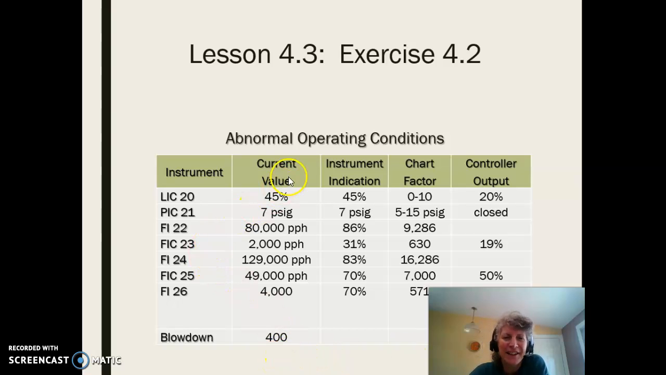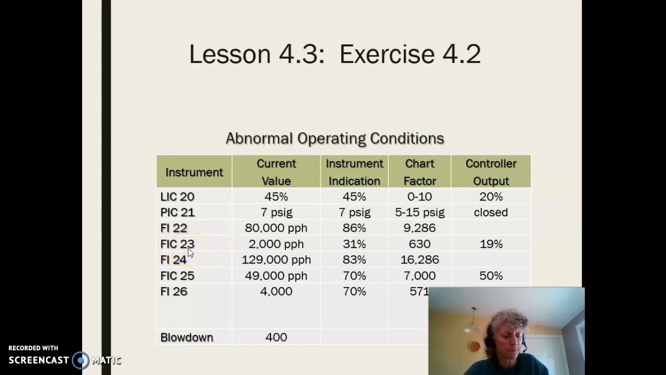Okay, so let's start on the abnormal conditions and list them. LIC 20 is at 45%, and its output is 20%. That's off. PIC 21 is at 7 PSIG, that's off, and the valve is closed, that's correct. FI 22 is 80,000 pounds per hour, and that is also wrong. It's a lot higher than it should be.